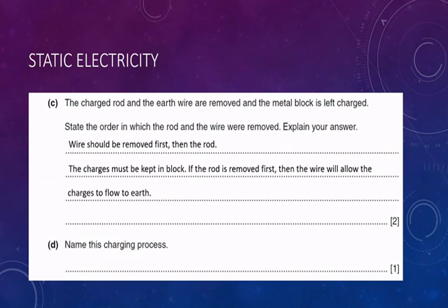Name the charging process. It is called induction. That's the end of question number 9.